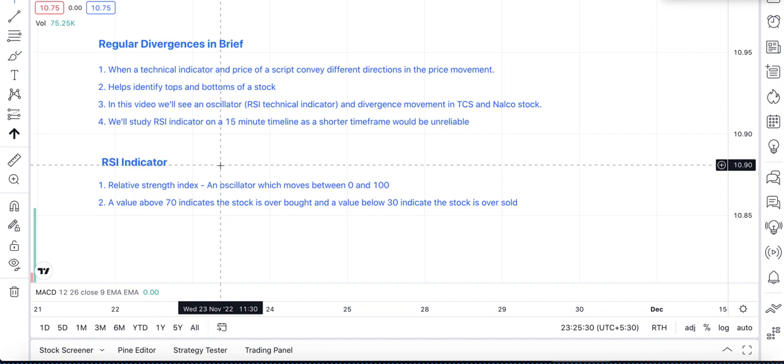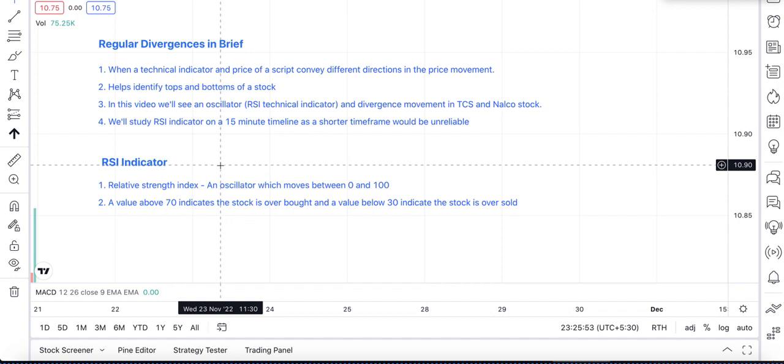Now, coming back to a very quick overview of both the RSI and the divergences. What we mean by a divergence in the market is whenever you see the stock price and the technical indicator of a stock going in different directions, that's when you actually identify a divergence in the market.